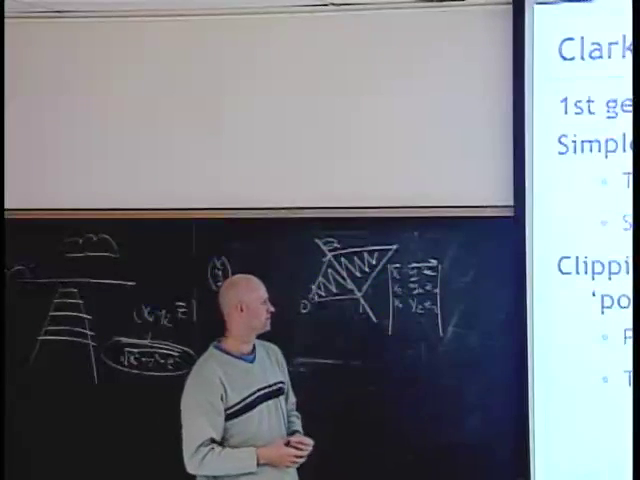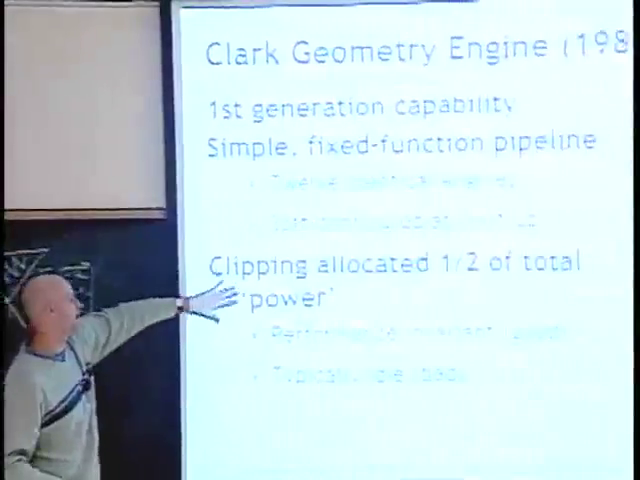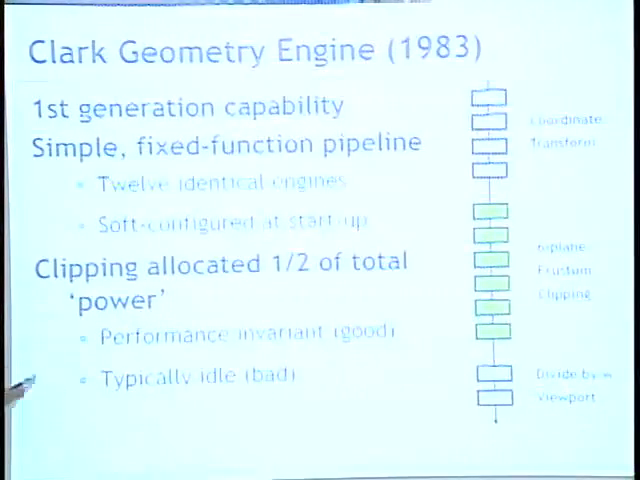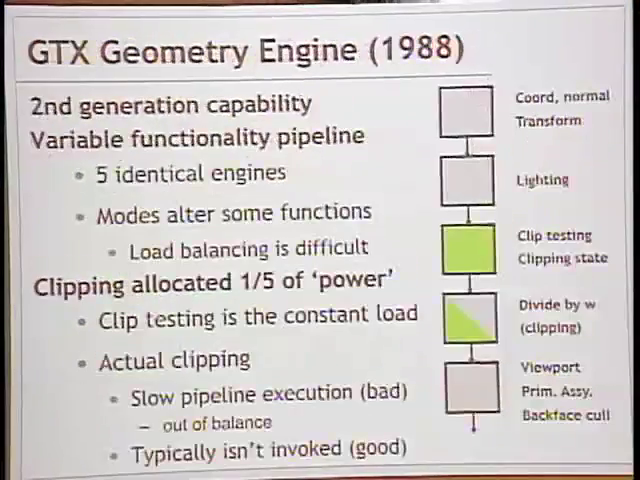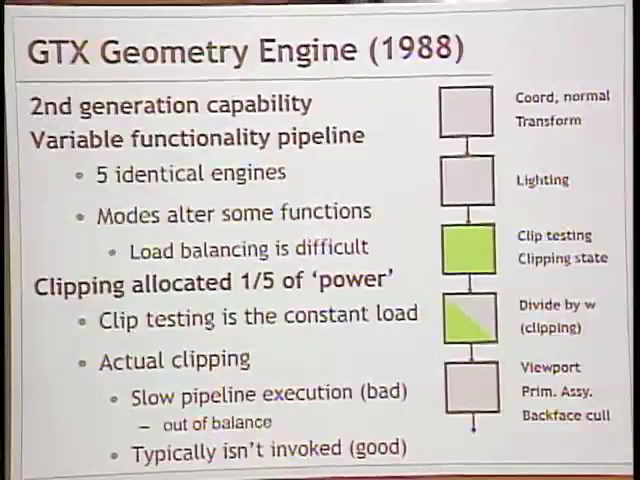So clipping took half the power of the machine, and it was performance invariant. It didn't matter if it was clipped or not. But usually those things sat idle, and that was not so good. Then they added lighting in the next one. So they had fill hardware and so on. They had five engines that were identical, so this had clipping that was a fifth the power.